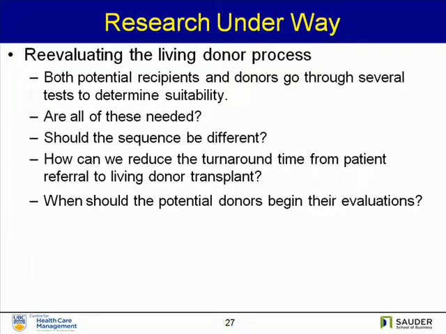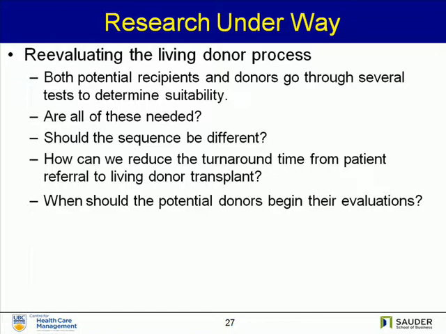So another question that we're starting to look at with our research assistant Candice Chan is reevaluating the living donor process. Both potential recipients and donors go through several tests to determine if each one is suitable for either receiving a donation or providing a donation. So are all of these tests needed? Should the sequence be different? How can we reduce turnaround time from patient referral to living donor transplant? I think Dr. Seth mentioned that's around 351 days.